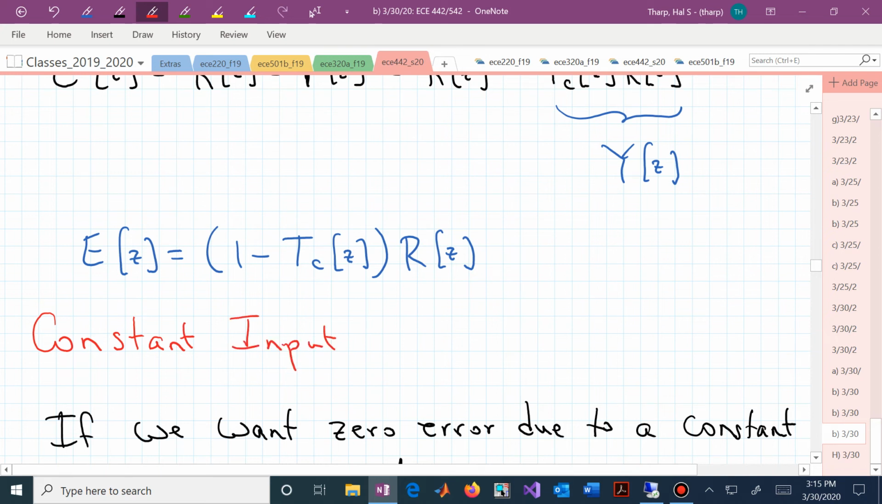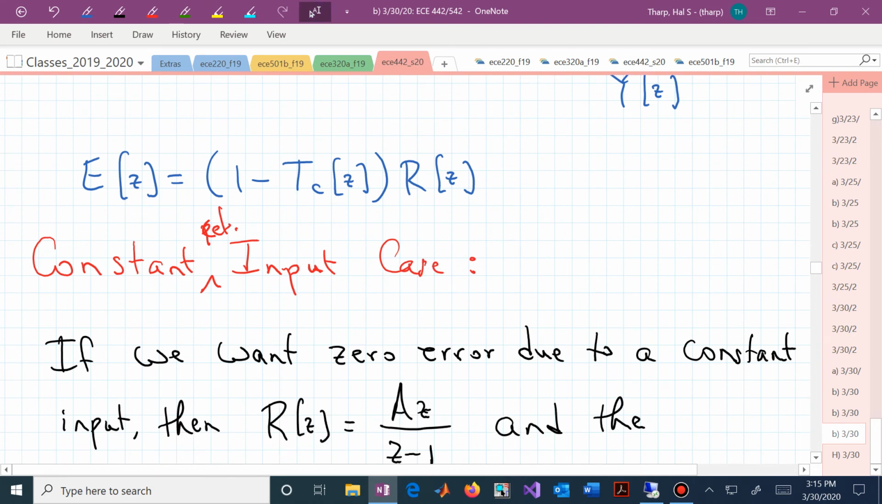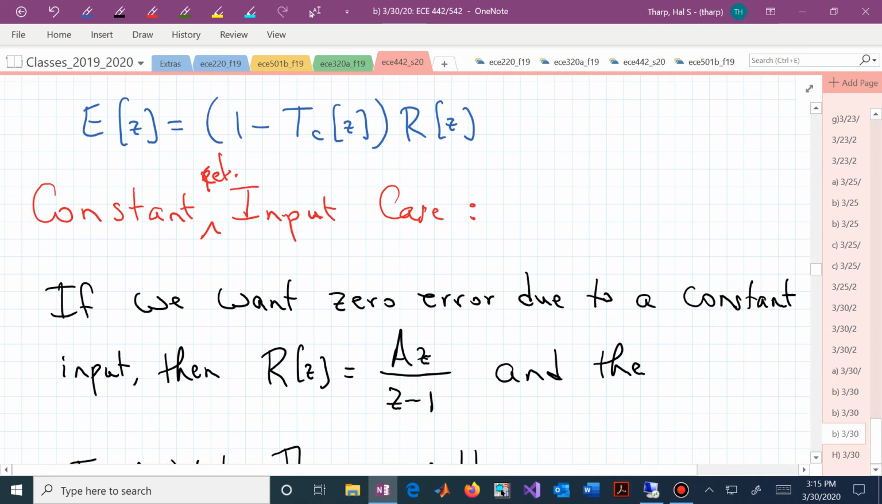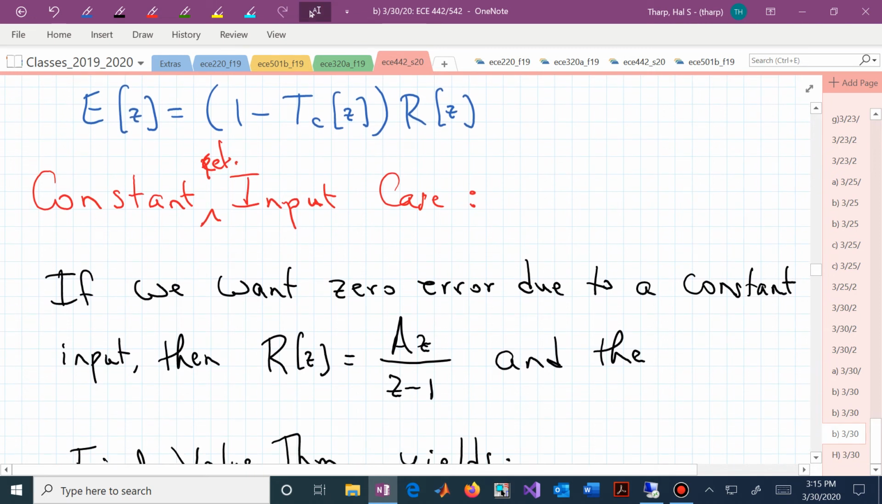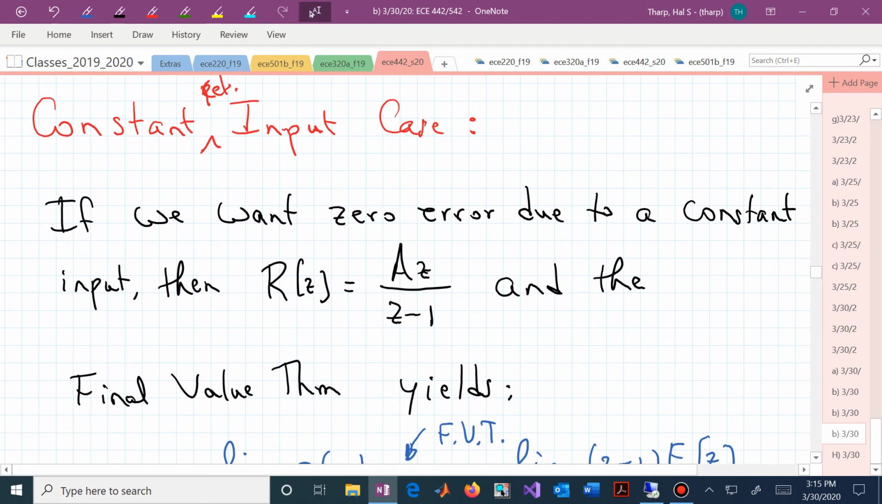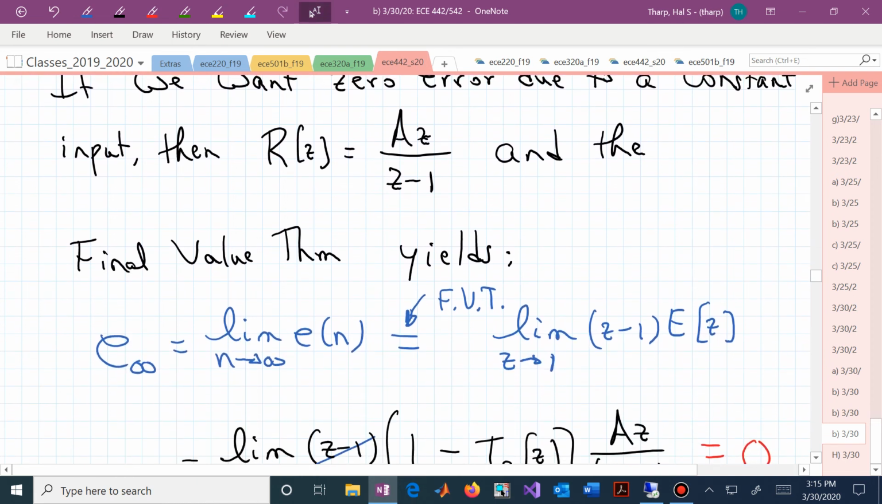Suppose now the reference input is a constant reference input, so R of Z is a constant. What if we want zero error in our system? We want E to actually go to 0 in the limit when we have a constant reference input. A constant reference input in the frequency domain is A Z over Z minus 1 for R. And from the final value theorem, we want the error to go to 0 as the time index n moves to infinity.